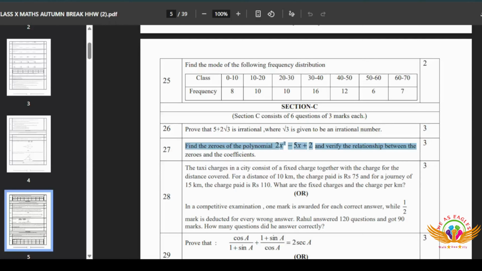So let us jump to the 3 marks questions. Mostly from polynomials we are getting 1 mark and 3 mark questions. So the first 3 marks question in our first sample question paper is here. Find the zeros of the polynomial of a certain equation and verify the relationship between zeros and the coefficients. Let us solve this on a whiteboard.